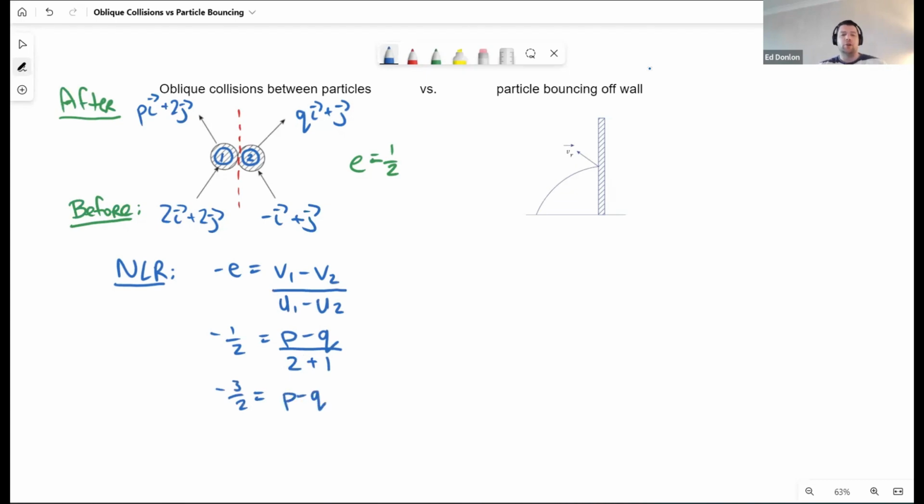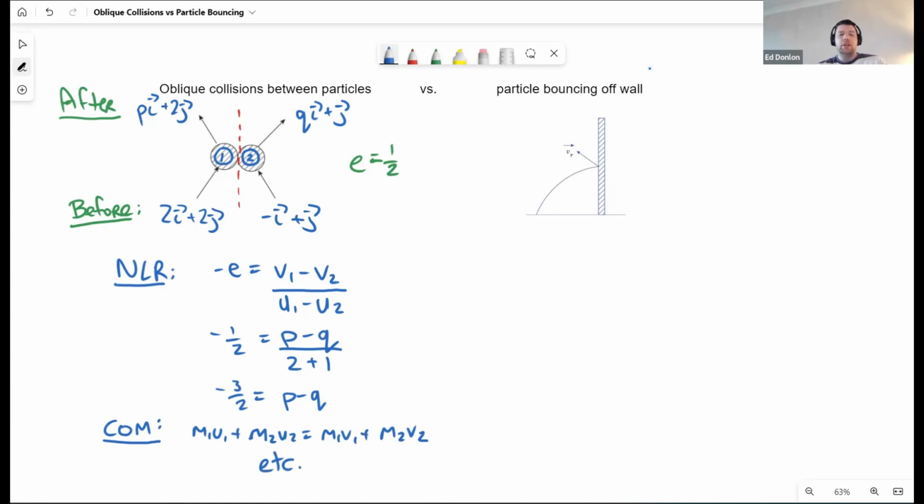And then, of course, to finish out my question, I'd bring in my conservation of momentum, which will lead to simultaneous equations, M1U1 plus M2U2 is equal to M1V1 plus M2V2. And we continue onwards like this. I think most people will be comfortable finishing out a question like this.